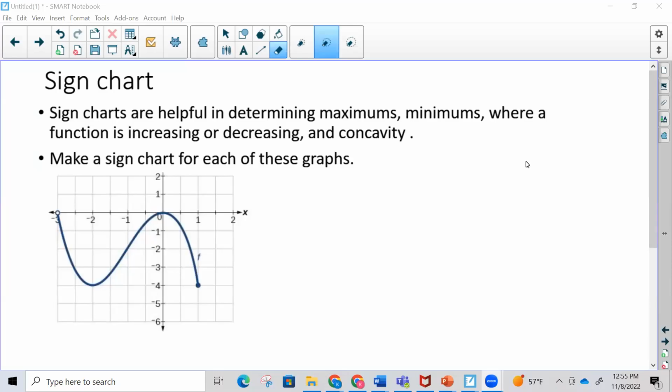So in this video, we're going to look at making sign charts. Sign charts show the relationship between the original function and the first derivative, or the original function and the second derivative. Sign charts are really helpful in determining max, mins, where a function is increasing or decreasing, and concavity. So we're going to look at making a sign chart for these.